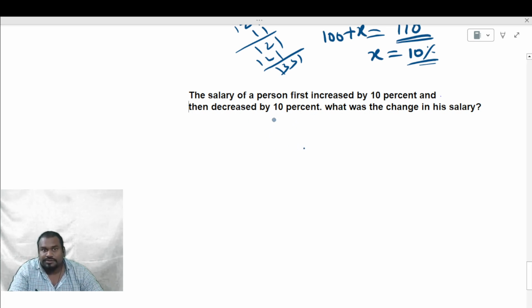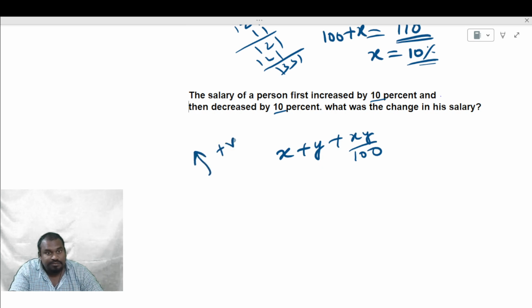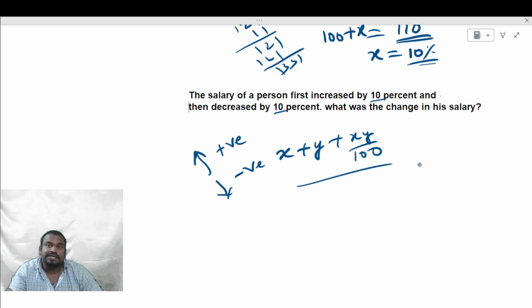I told you this type of model before also, but not with the same percent. So 10% increase and again the same 10% decrease. Suppose it is increased 10%, and the decrement is 15%. For these types of questions, I told you to use the x plus y plus xy by 100 formula. For increase we give a plus sign, for decrease a minus sign, and we solve. Whatever we get, if negative, the resultant will be a decrease. If positive, the resultant will be an increase. That's how we calculated in all the previous models, and here also the same formula can be used.